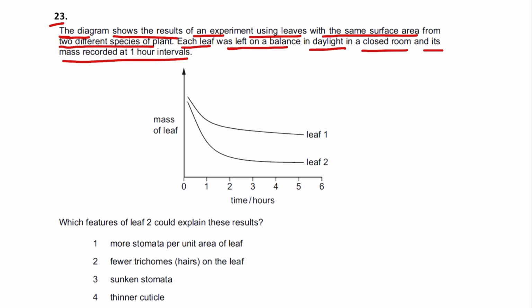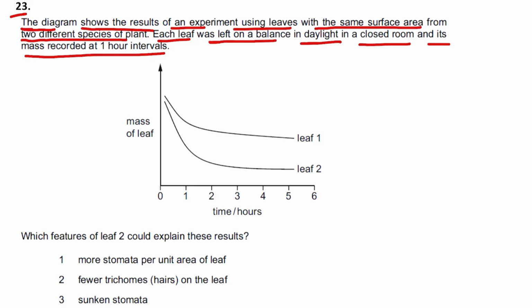Each leaf was left on a balance in the daylight. That was actually an electronic balance, which was measuring the mass. Each leaf was left on a balance in daylight in a closed room, and its mass is recorded at 1 hour intervals. So we can see that the mass of the leaf is falling. This is because of the transpiration, guys. As we all know, water vapor is lost from the leaf, and this process is known as transpiration, and because of the transpiration the mass of the leaf falls.